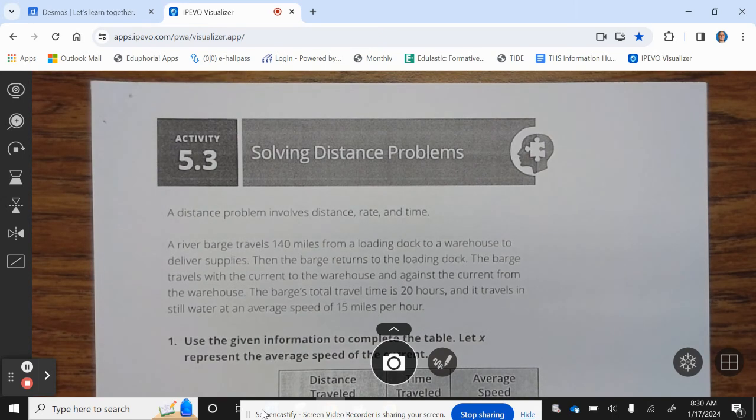Today we're looking at activity 5.3, solving distance problems. A distance problem involves distance, rate, and time.